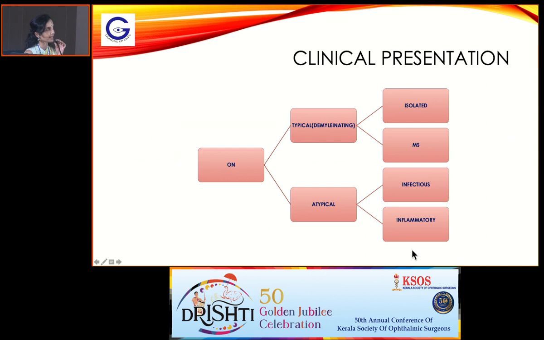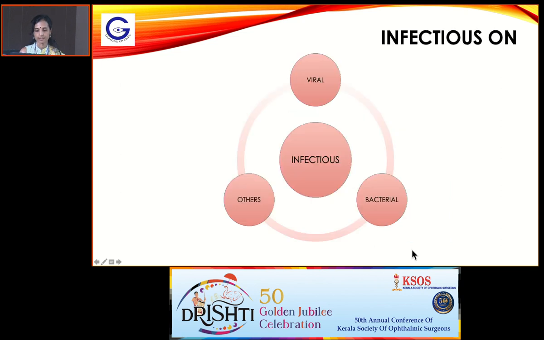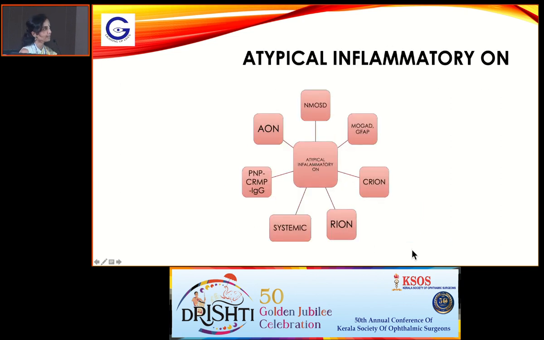So this is a basic classification of optic neuritis. You can classify it as typical or atypical. Typical would be associated with demyelination, when it is associated with MS or isolated. Atypical would be if it is associated with inflammatory or infectious conditions or other causes. So these are the common infectious causes of optic neuritis. The atypical ones are the ones we need to really look out for. It can be associated with any of these, NMO, MOG. I'll come to each of these later.